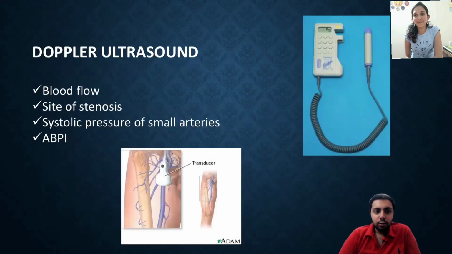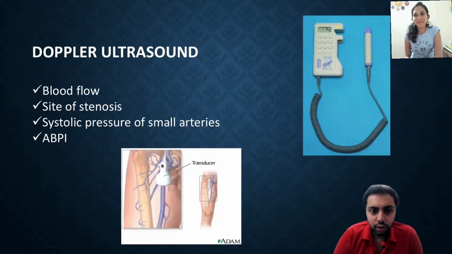So yeah, Doppler ultrasound you check for blood flow, site of the stenosis, systolic pressure of the small arteries, and ABPI. You have to check. So in the image you can see the transducer is there. You might have used this.